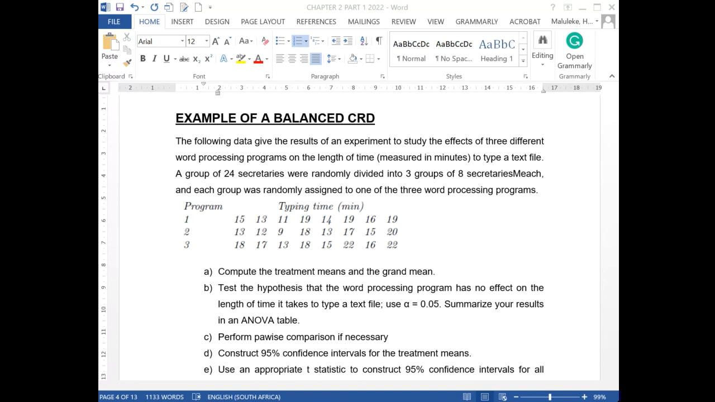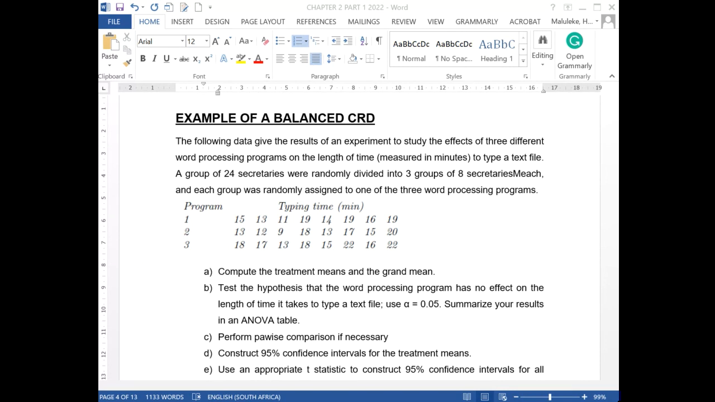Our treatment is the programs there, the 3 word processing programs. I agree. And the experimental units are the 24 secretaries. I agree. But now, please, let's solve the problems. I gave you some questions there that you have to do. The first one says compute the treatment means and the grand mean. Let's do that.